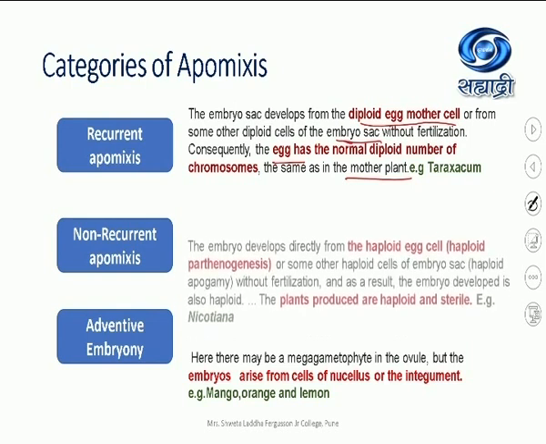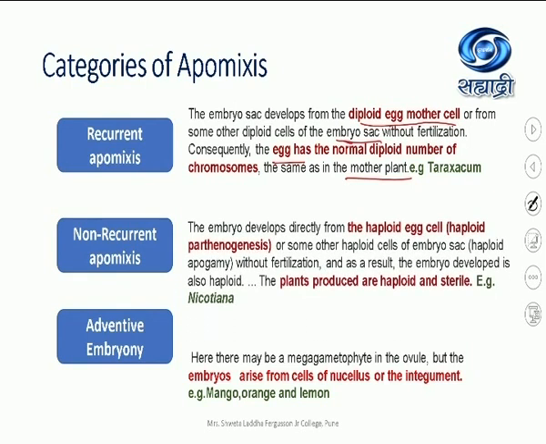Let us see the non-recurrent type of apomixis. The embryo develops here from the haploid egg cell. Haploid, it is not diploid, but that haploid egg cell, parthenogenetically without fertilization, or some other haploid cell in the embryo sac without fertilization will form an embryo. So your embryo will be haploid.